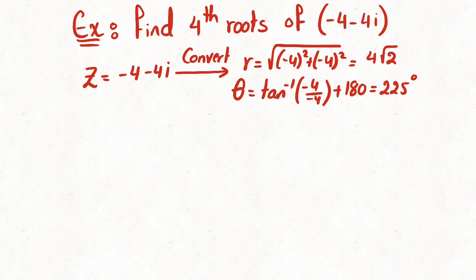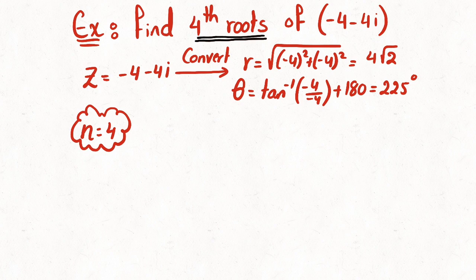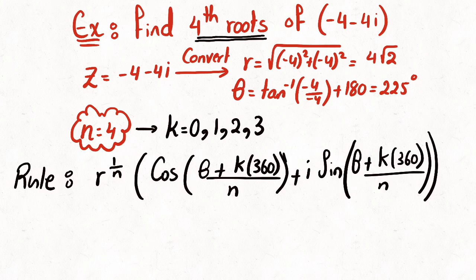As a starter, the rule says the kth root is r to the power 1 over n times cosine of theta plus k times 360 all divided by n, plus i sine of the same angle. I want you to follow the procedure. This is the rule as I said earlier.